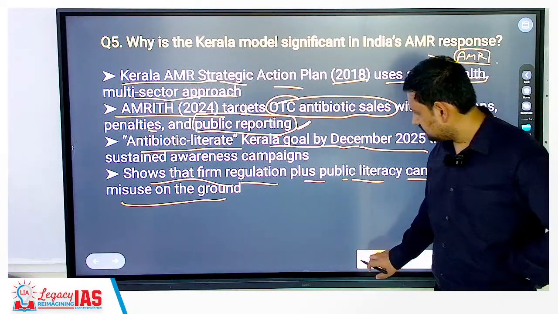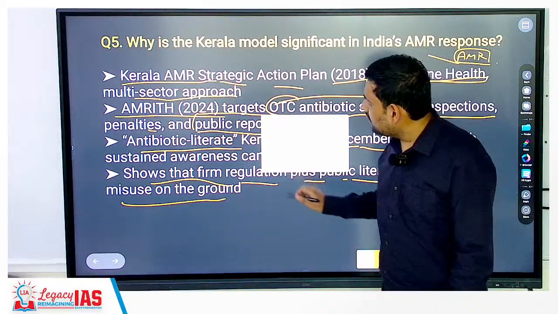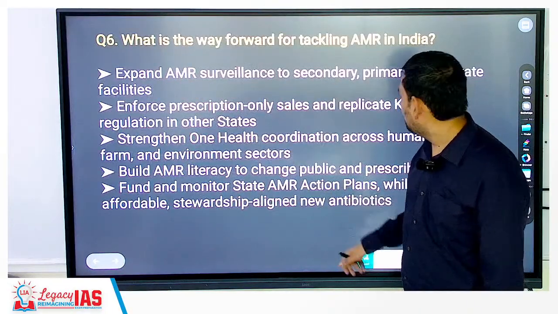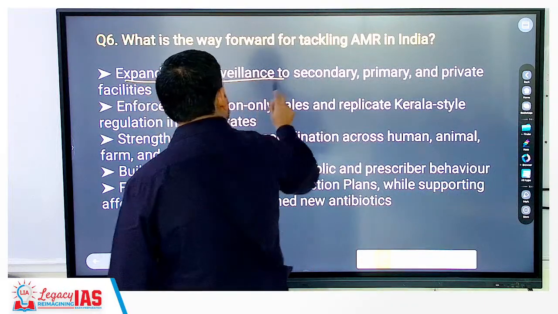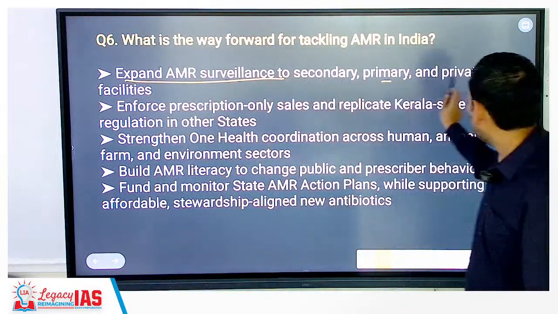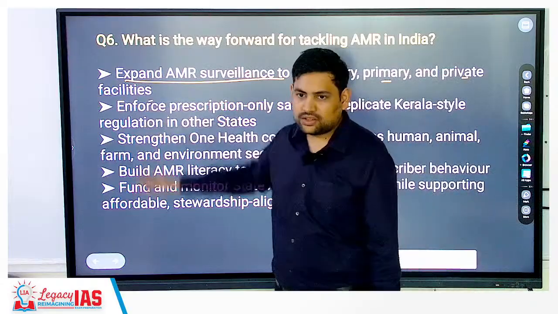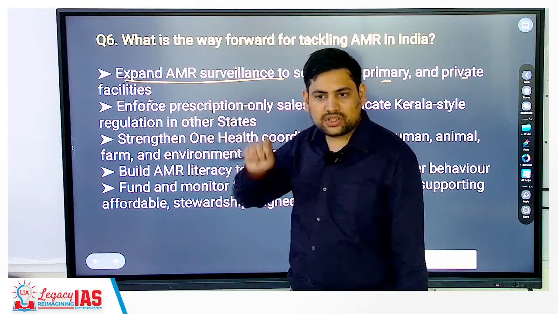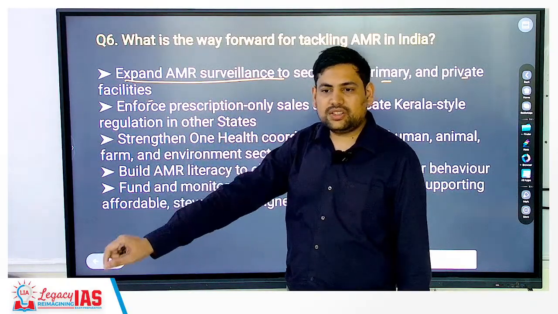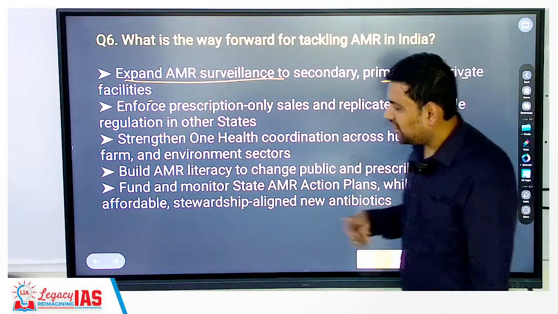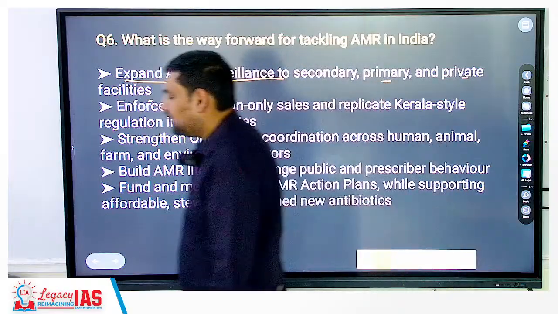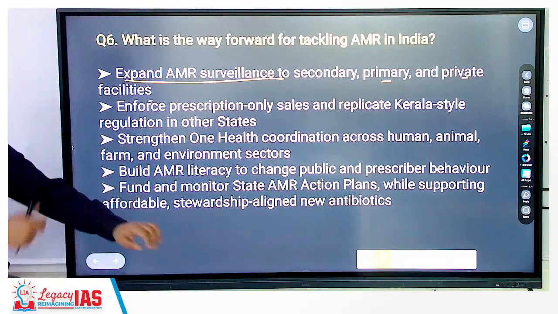Then what is the way forward? So first is expand AMR surveillance to secondary, primary and private facilities. Okay, so this surveillance was specially done in tertiary hospitals, in some big hospitals. This should be first expanded to understand the real depth of this problem, real scale of this problem.